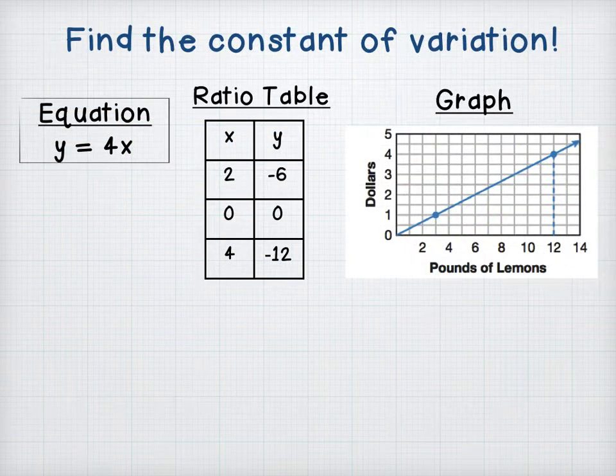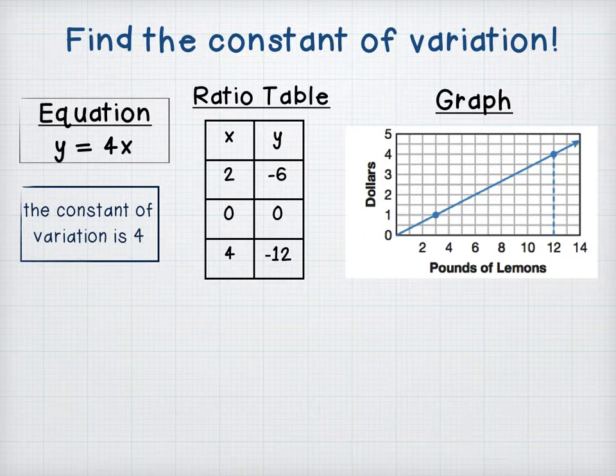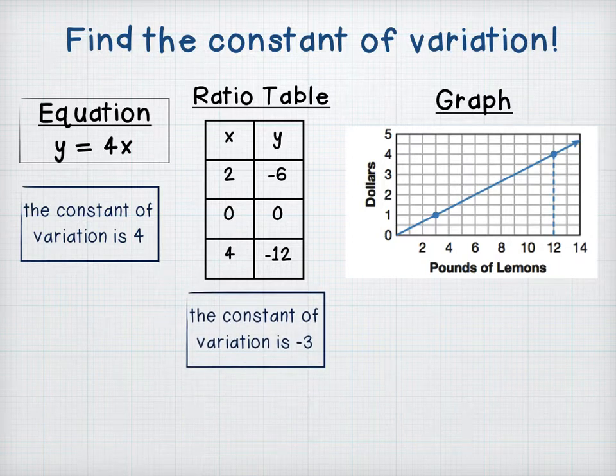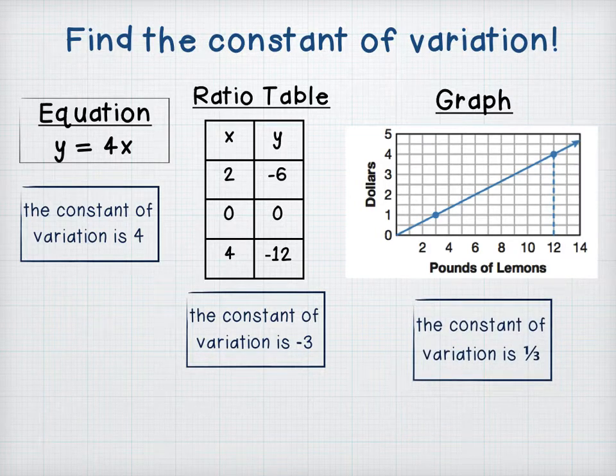Now, speaking of constant of variation, that's a common type of task that you'll be asked to do. To find the constant of variation in an equation, it is what number is multiplying the x. To find the constant of variation in the table, what am I multiplying x by to get y? And in a graph, the constant of variation is going to be the slope of the function. So in this case, the rise and the run, the constant of variation is going to be 1/3.